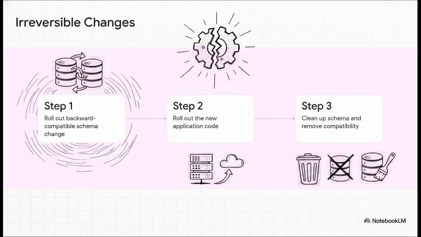Instead, you have to break this highly sensitive process down into 3 very distinct zero downtime phases. Step 1, you roll out a backward compatible schema change. Step 2, you roll out the new application code that knows how to use that new schema. And finally, Step 3, you clean up the old schema and safely remove that backward compatibility.